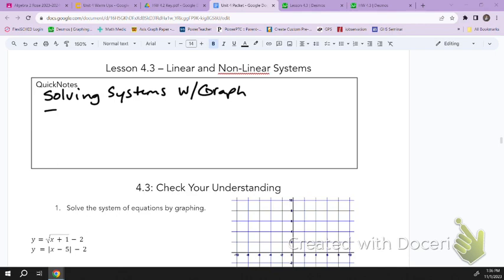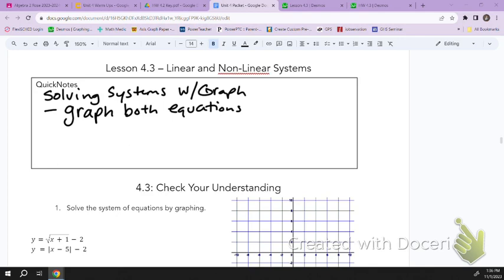What are our steps for solving by graphing? What do you think we should do first? How about we just graph both the equations? Graph both the equations. We're just saying the steps in general. We're going to graph both equations.